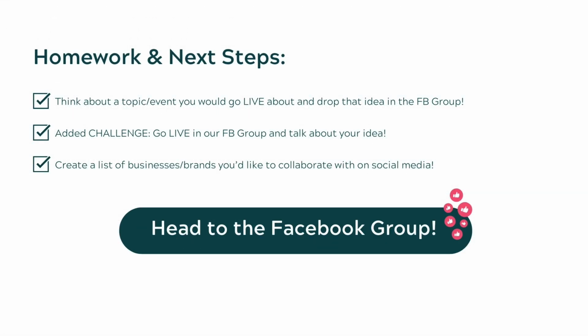All right, on to your homework and your next step. So number one is to think about a topic or an event you would like to go live about and drop that idea in the Facebook group. And an added challenge for you to get you out of your comfort zone and to keep you accountable, go live in our Facebook group and talk about that idea instead. Lastly, create a list of businesses and brands that you'd like to collaborate with on social media.